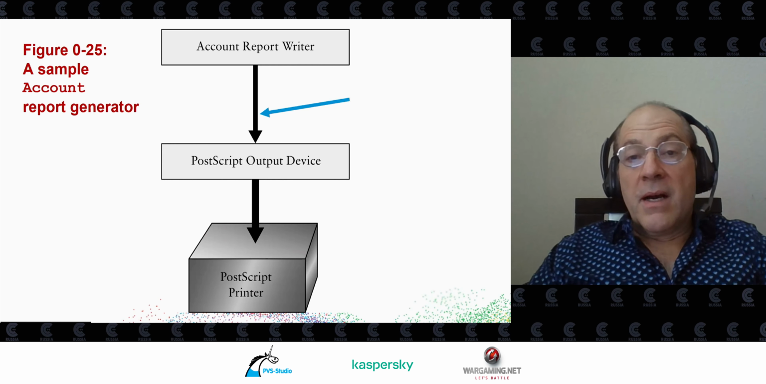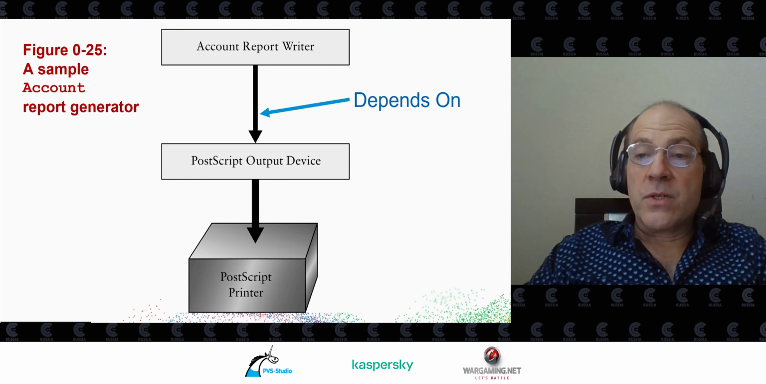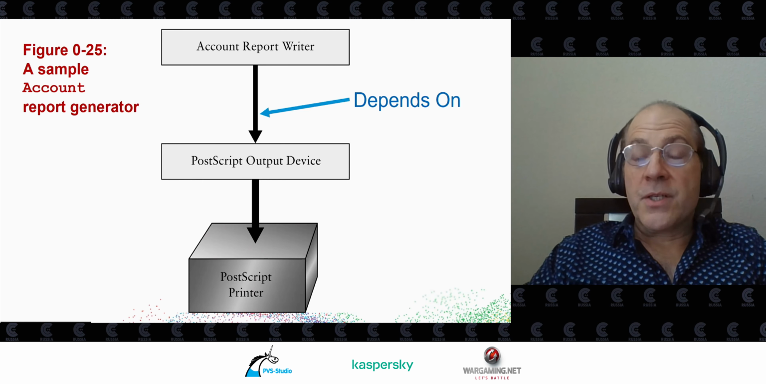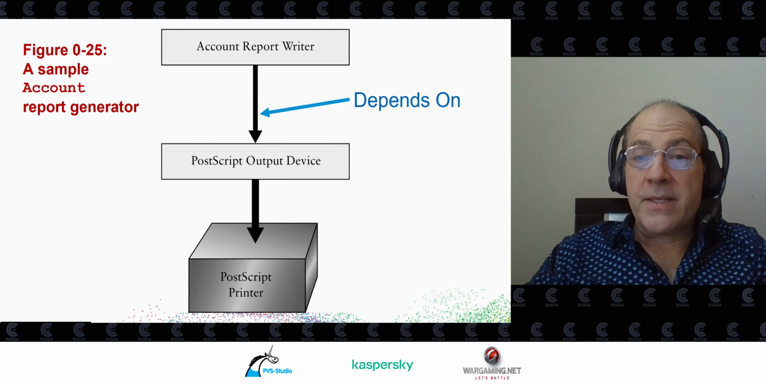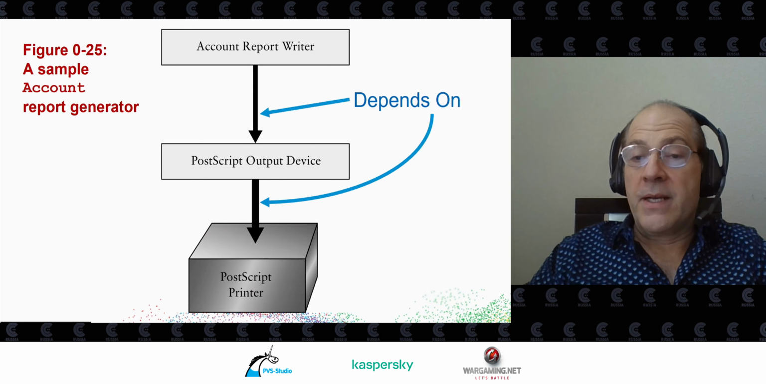So here we have an account report writer that depends on a PostScript writer device, and we have a depends-on relation between the two. And this is not a logical relation. This is a physical relationship. It means the account report writer somehow depends on the PostScript output device. And similarly, the PostScript output device somehow physically depends on the PostScript printer.